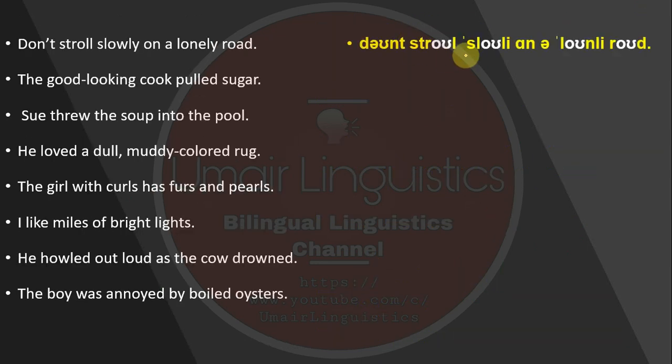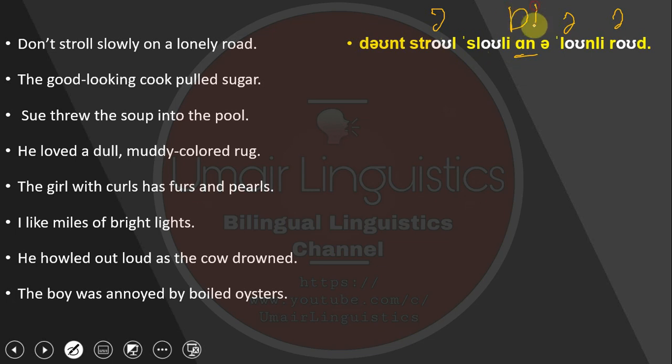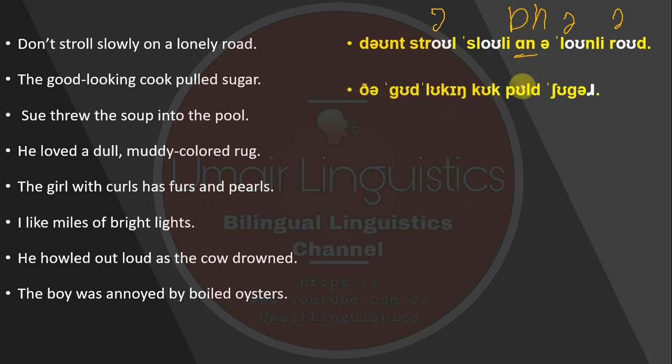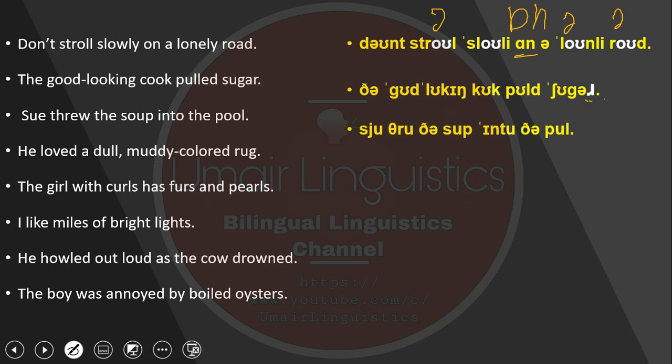Don't stroll slowly on a lonely road. Once again, in British English the first element would be the same for every consonant or every diphthong, and instead of this, "on" would be like "on". The good looking cook pulled sugar. In British English, it would be not "sugar" but "sugar". You can listen as well.